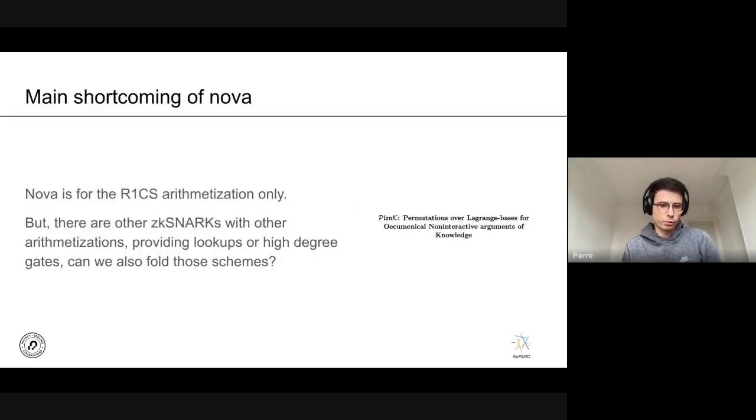So the main shortcoming of Nova is that it's for the R1CS arithmetization only. Today we have other ZK snarks with other kinds of arithmetizations that provide lookups or high-degree gates. And the question that was asked was, can we also fold those schemes? Because folding is interesting, but it's only working for R1CS. Can we do it for, let's say, Plonkish kinds of circuits?